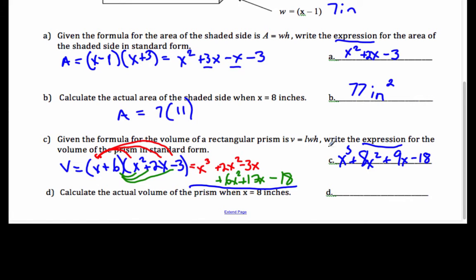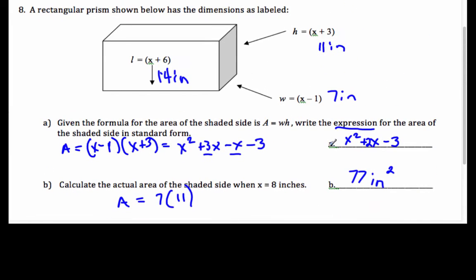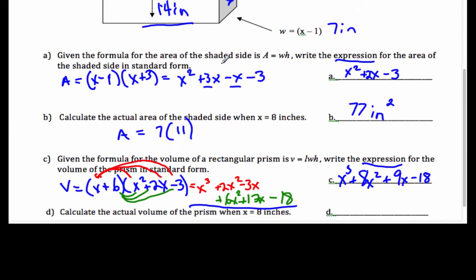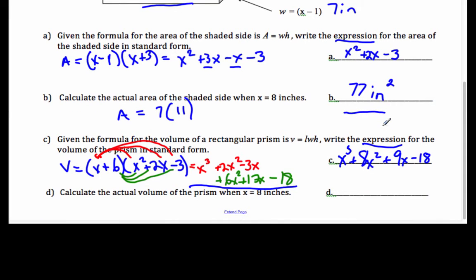Now the next part says, okay, calculate the actual volume if x is equal to 8 again. Nice thing is, remember I already calculated the area of this side, so it's just going to be the area of this side times the length that we have here, and that's going to give me the volume. All right, well, taking a look at what we had, the area was 77 before. Okay, so here's my area of 77. I'm going to take the 77 and multiply by 14.